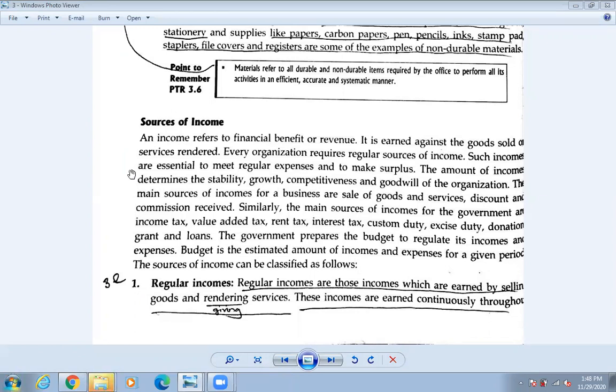So regular income, like the salary, that's the benefit that you are getting. So we call income revenue also. Income refers to the financial benefit of the revenue, and it is earned against the goods sold or services rendered by the company. So whenever you sell anything to anyone, what are you going to get? You are going to get the income. If you have a blanket, or if you have a mobile shop, then you are going to sell something.